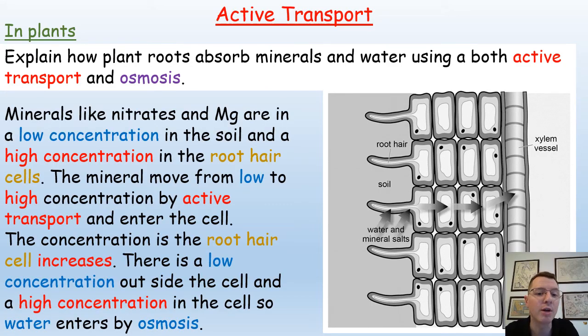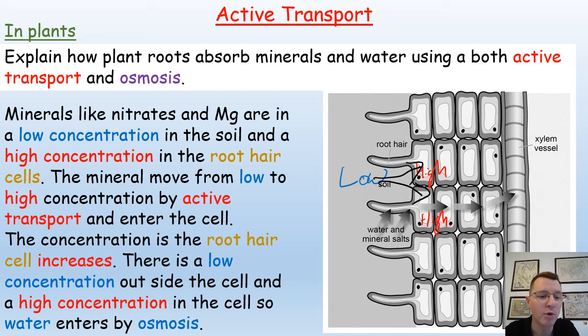Well, minerals like nitrates and magnesium are in a very low concentration in the soil. So if we can add that onto our diagram here, they're in a low concentration in the soil. But they're in a very high concentration in the root hair cells. So the minerals move from a low to a high concentration by active transport and they enter the cells. This of course needs energy, and the energy is provided by mitochondria in the root hair cells.